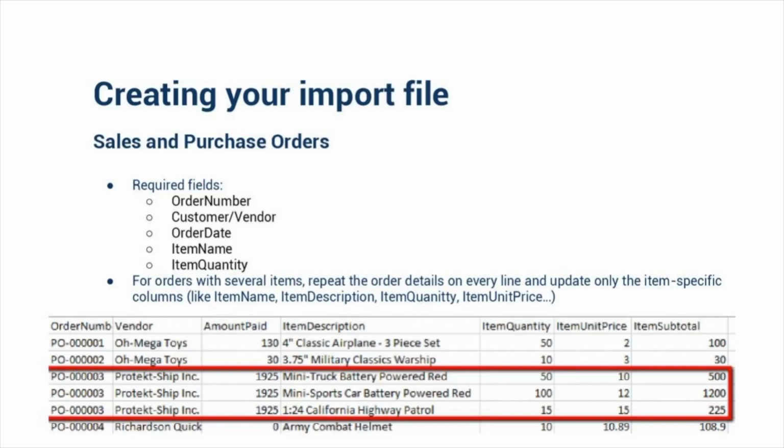The thing to remember here, this probably isn't new, but if you have orders with several items on them, you're going to repeat the order details on every line and update only the item-specific columns. So you're going to repeat each item on a separate line. I've highlighted that in that red rectangle. You'll notice that the order number stays the same and all of the order level details, so the vendor, the amount paid, stays the same. The only thing that changes are the item specific details. So the item name, in this case, it looks like I've added the item description, the item quantity, unit price. So anything to do with the items, you will update for each specific product on the order.